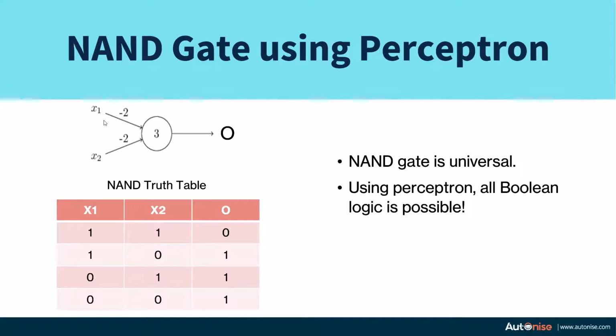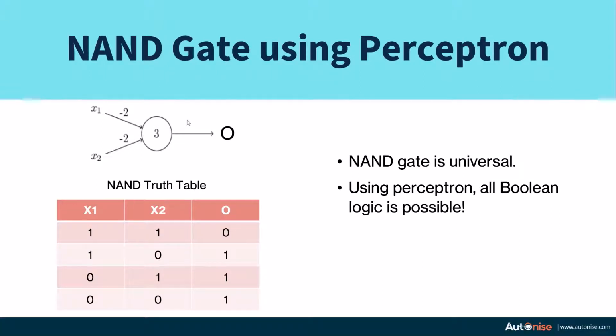So if our perceptron is able to act as a NAND gate, then that means that a perceptron can solve all Boolean outputs. So it can model any Boolean logic. Our NAND gate truth table looks like this. If x1 and x2 are 1, then the output should be 0. If x1 is 1 and x2 is 0, the output should be 1. x1 is 0, x2 is 1, output should be 1. And if both of them are 0, still the output is 1. So it's opposite of an AND gate. In an AND gate, you would have had a 1 only when both of them are 1. Otherwise, it's 0.